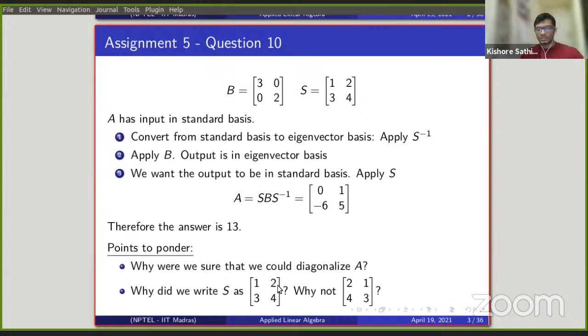And the next thing to notice is that when I said that we have the change of basis matrix, I wrote it as 1, 3, 2, 4. I didn't put 2, 4 as the first column and 1, 3 as the second column. So why did I do that? What is wrong with putting it the other way?